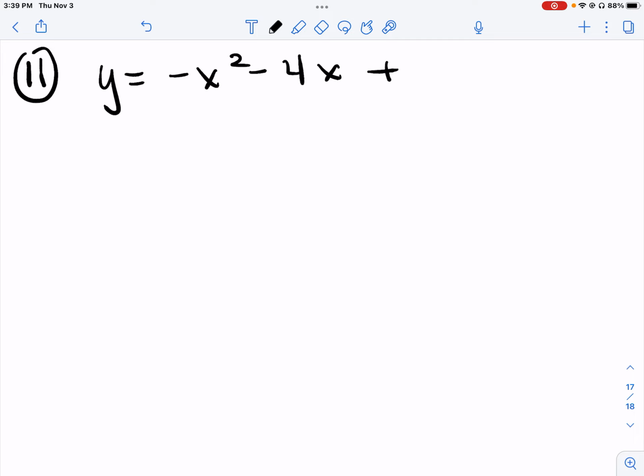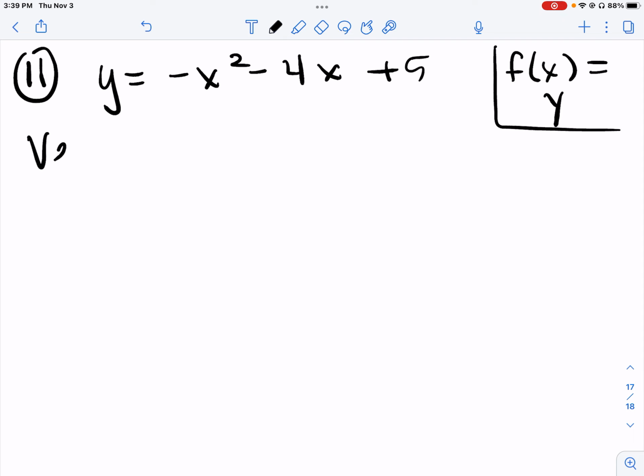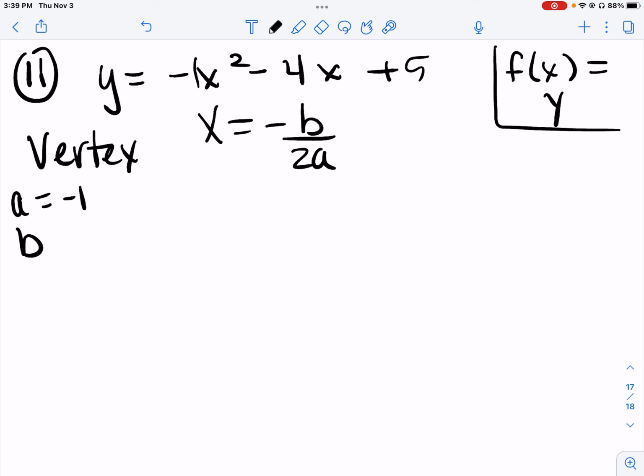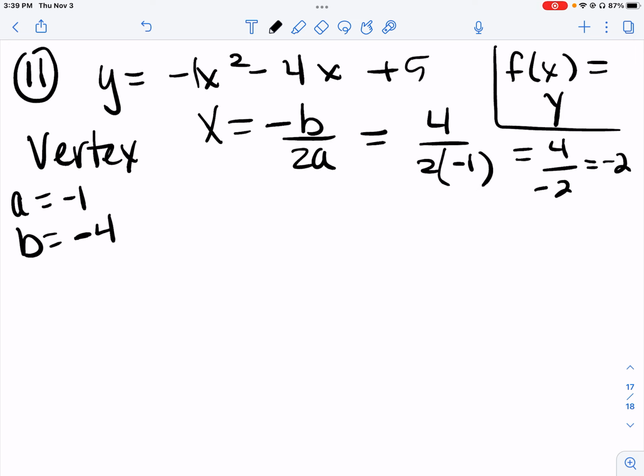Okay, now on the problem it says f of x, but f of x is the same thing as y. We want to find our vertex. A is the minus 1, B is the minus 4. Negative B means the opposite of negative 4, positive 4. Okay, so we get negative 2 for x.